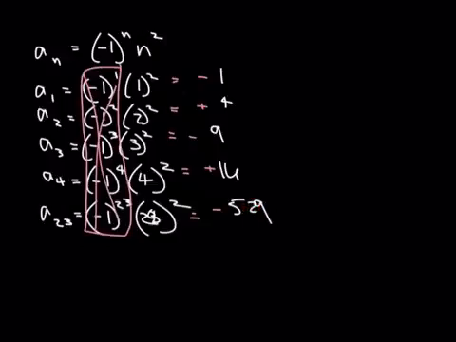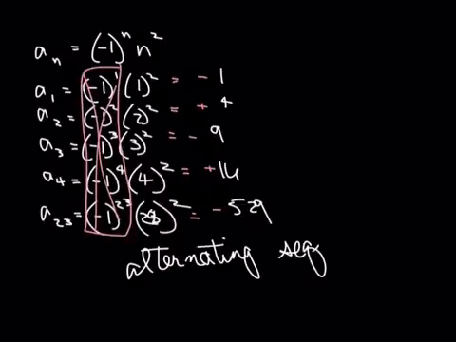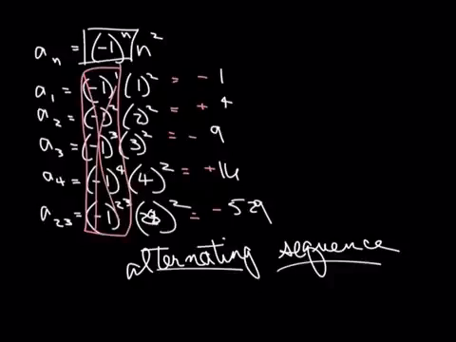All right, so again, this part right here gives me what is called an alternating sequence. So that's what we did. Whenever you see this, that means we're going to get an alternating sequence. Our numbers are going to go back and forth from positive to negative.